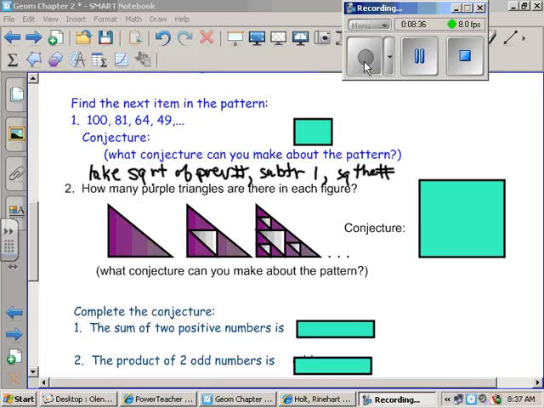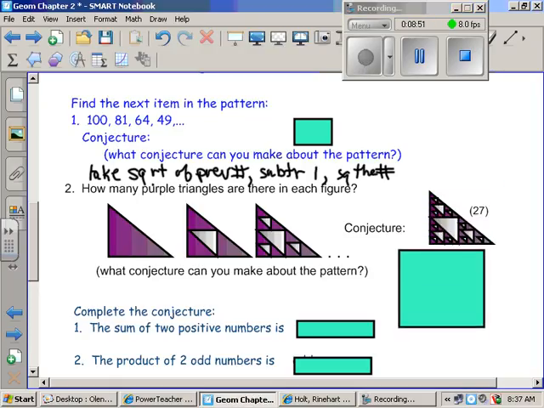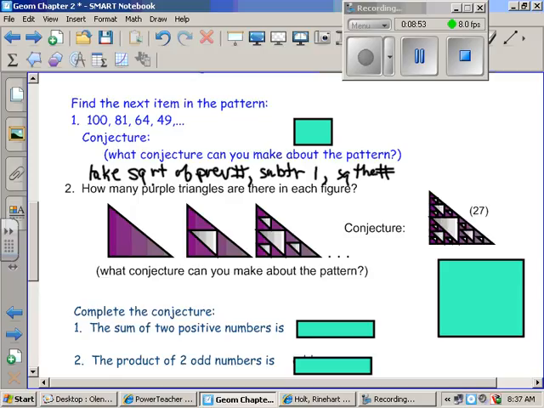Monica, any idea? Okay. Well, and that's the hard part, right? The conjecture part. Because I think you're right. There are 27. But think about what they're doing each time. So we went from here to here. What happened?